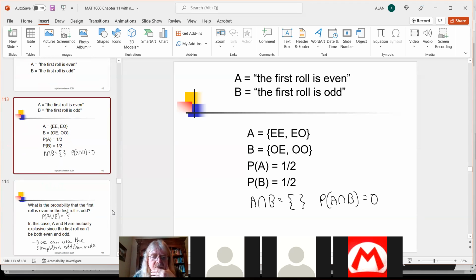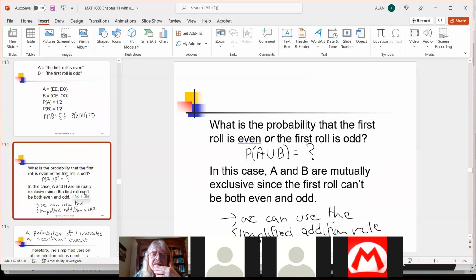So here's the big question. What's the probability that the first roll is even or the first roll is odd? Well, it sounds to me like a job for the simplified addition rule. So in other words, the probability that the first roll is even or odd is the probability of A union B with the simplified addition rule.